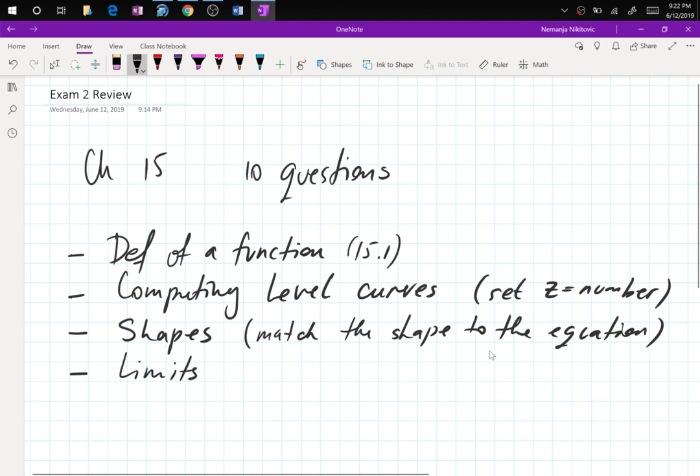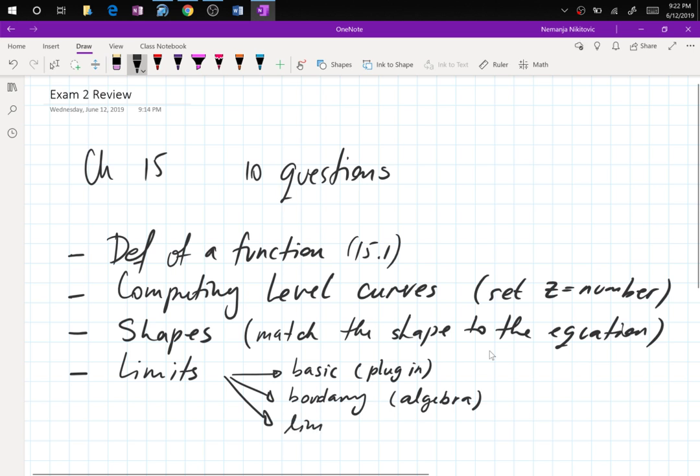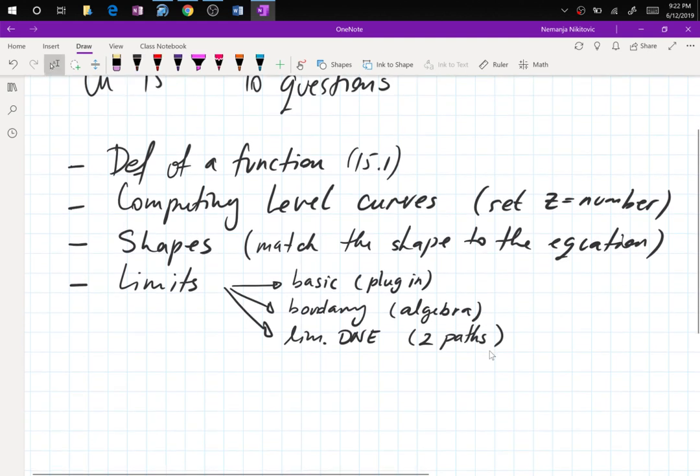Limits. There are, I think, 3 flavors that we worry about. Basic, just plug in. And then we have boundary, when you do the algebra, mainly factoring or rationalizing or something simple. And then we have limit does not exist. 2 paths, right? 2 paths where they give you different values of the limit and you claim the limit doesn't exist.